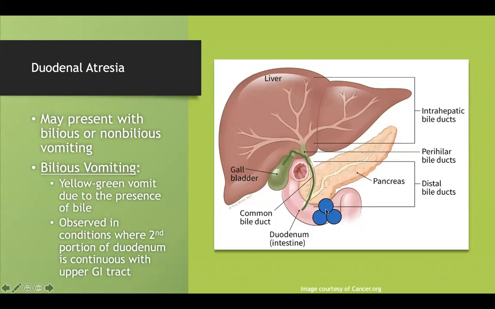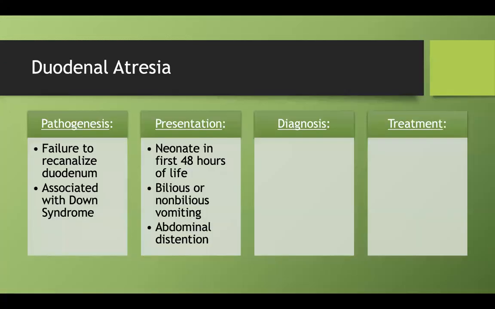So let's say, for example, that you had this duodenal atresia located distal to this region, you would see bilious vomiting because this bile can come back proximally and you can throw it up. But if in duodenal atresia, it happens proximal to where the common bile duct empties into your duodenum, you would have non-bilious vomiting. So you can present with either in this case.